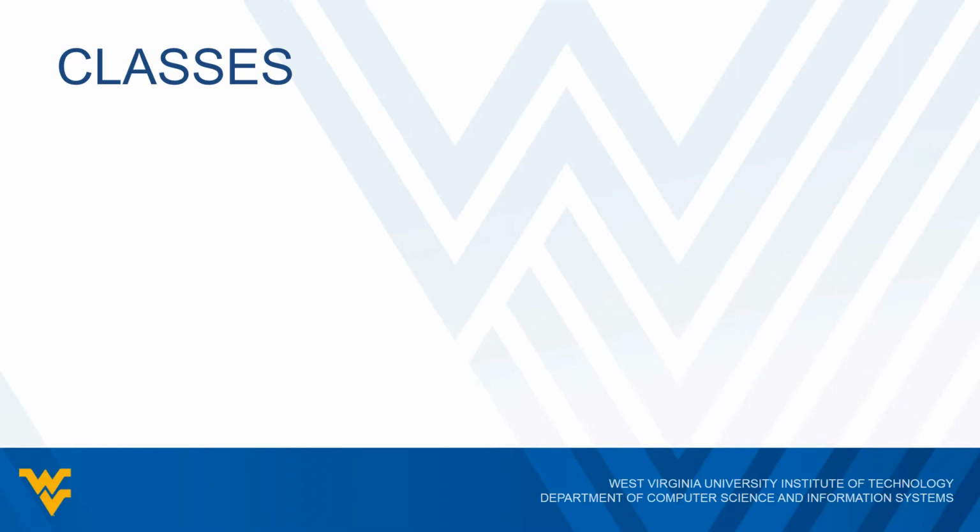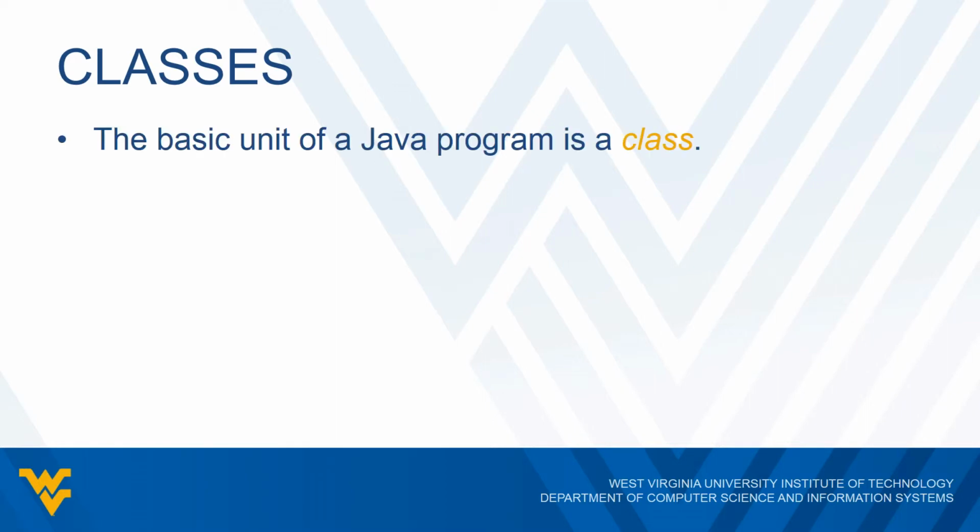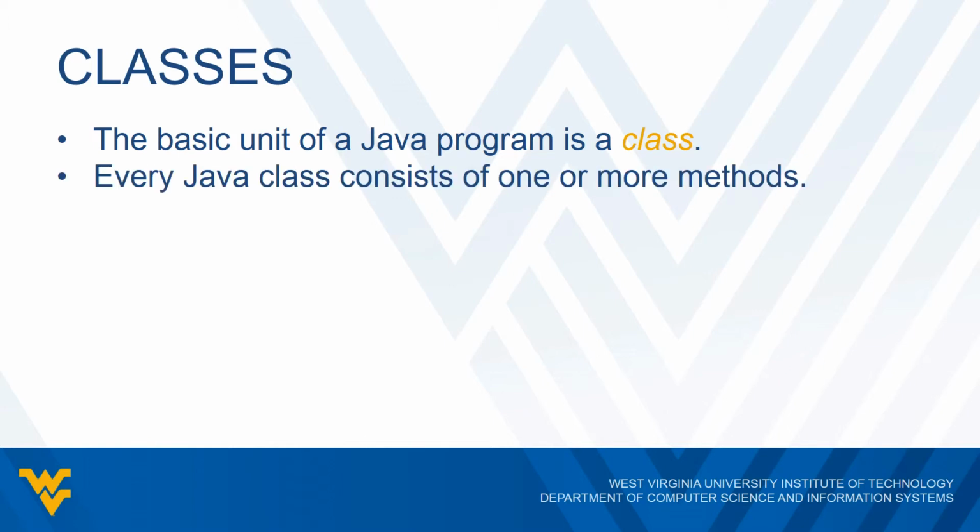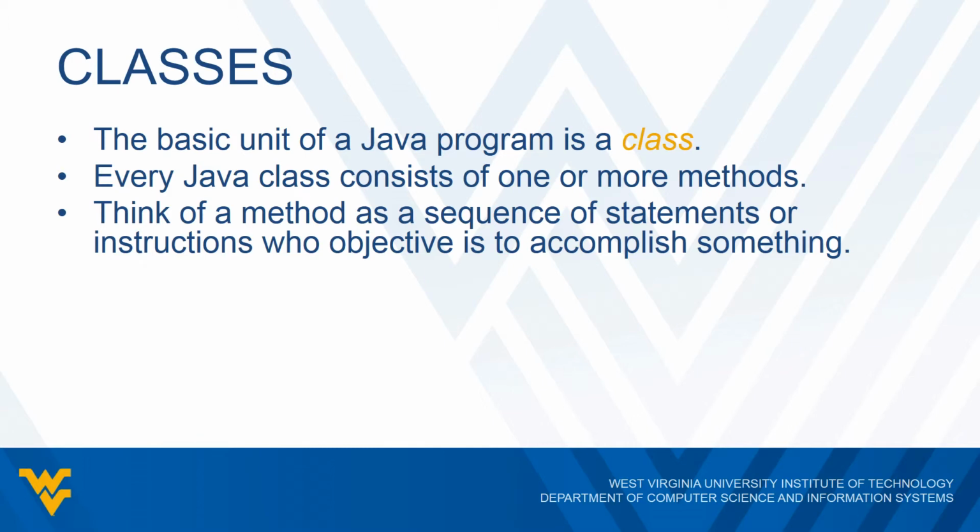As we talked about in the last lecture, the basic unit of a Java program is a class. Now, every Java class is going to consist of one or more methods. And for now, just think of a method as a sequence of instructions or a sequence of statements where the objective is to accomplish some task. We will talk about methods in more detail later on.